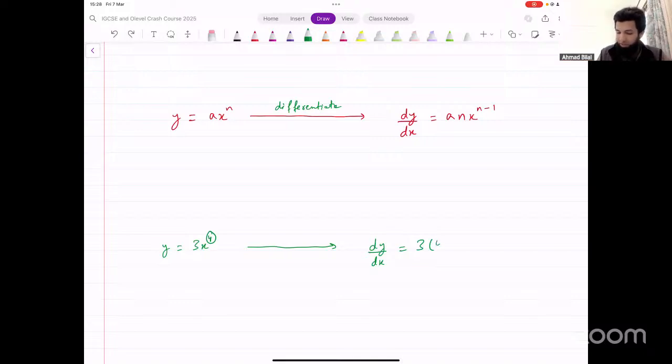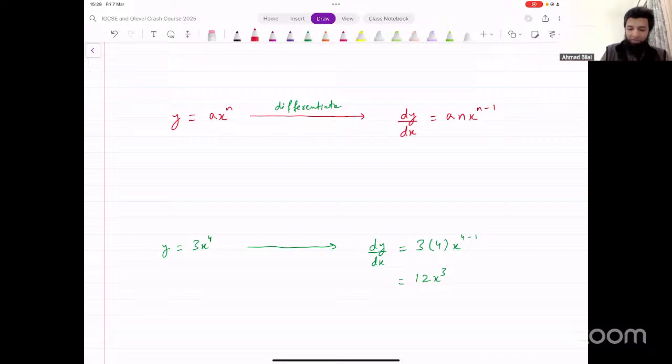So it becomes 3 times 4. And then you subtract 1 from the power, n minus 1, that means 4 minus 1. And if you simplify this, you get 12x cubed. This is how you find the derivative of any function.